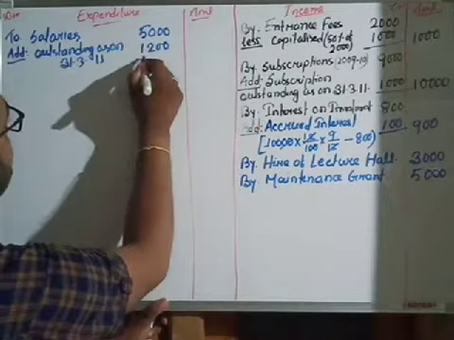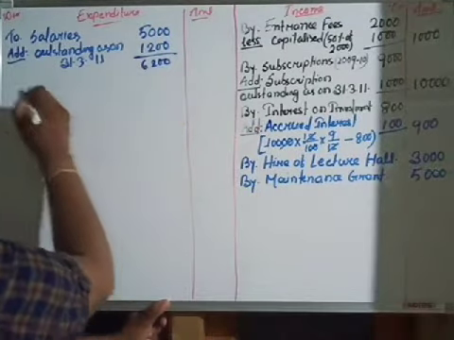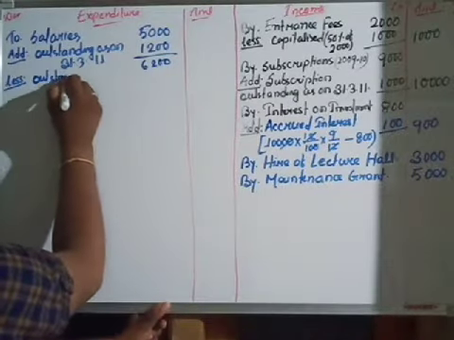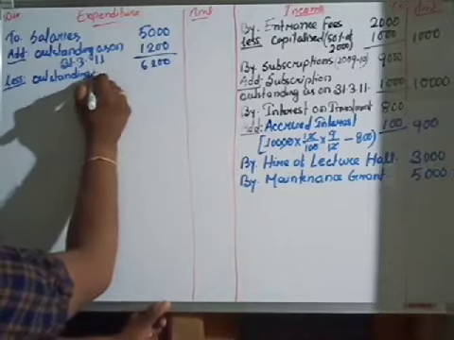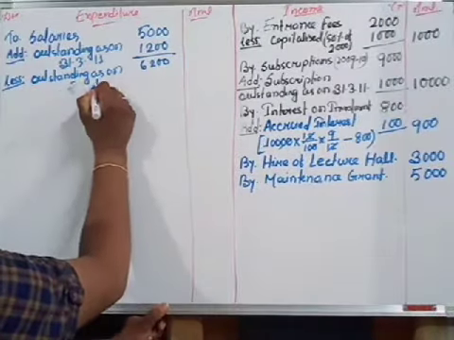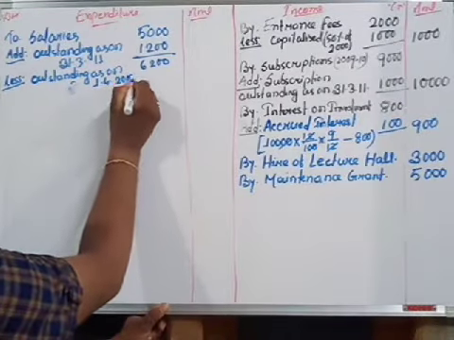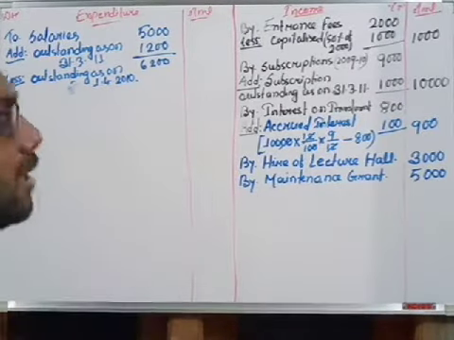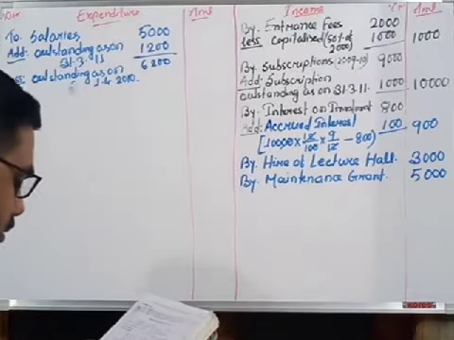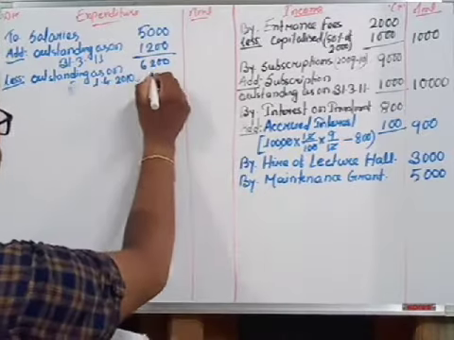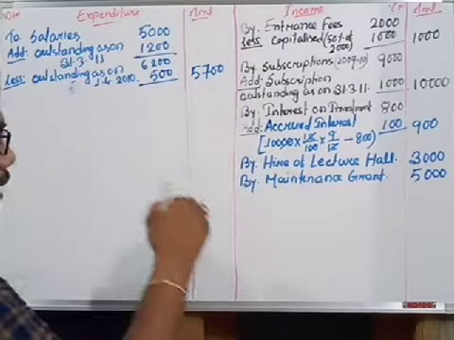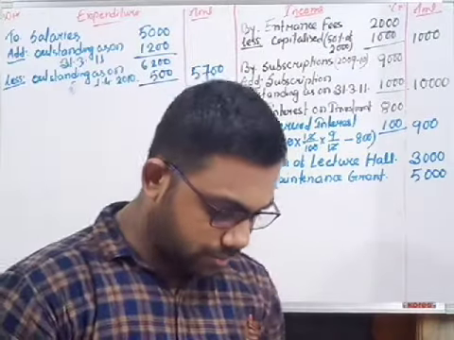So how you can write 6,200. Next, less outstanding as on 1/4/2010. That is outstanding at the beginning of the year and the amount is rupees 500. What is the total value? 5,700 is the expenditure for the current financial year.